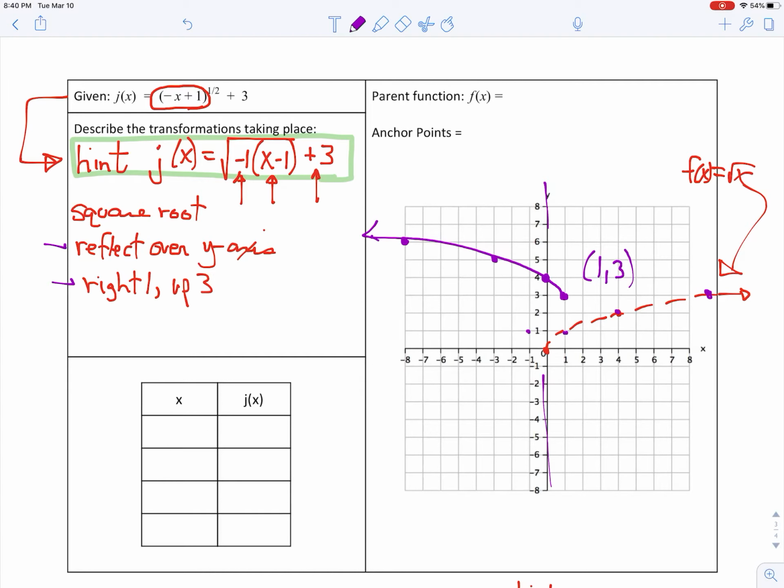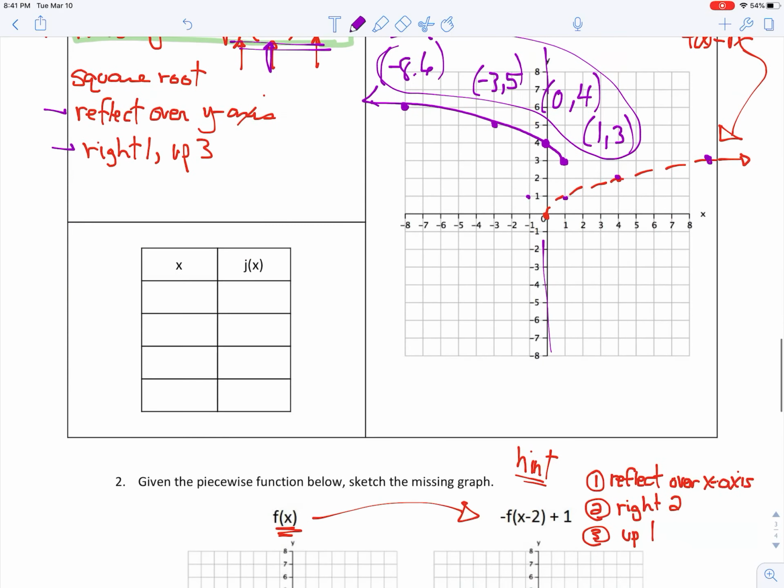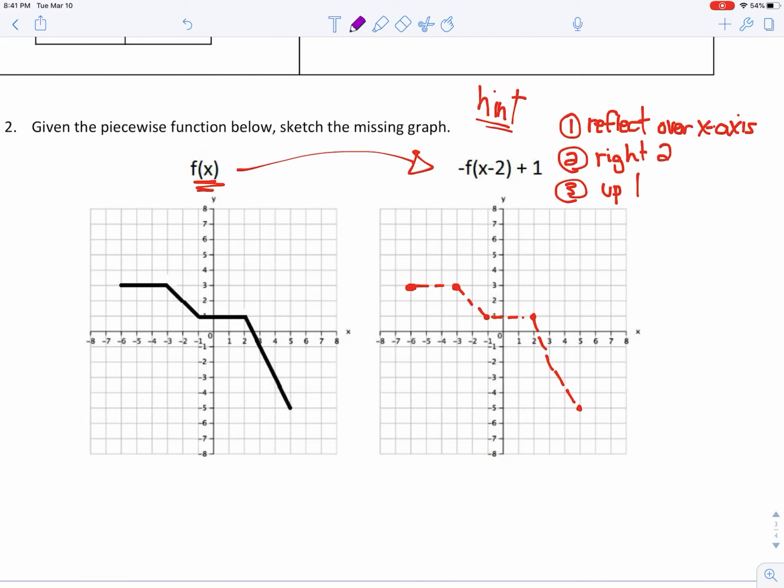The points should be 1, 3, 0, 4, -3, 5, and it should be -8, 6. I'll let you double check to see that these points work inside this new function. And it's probably good to factor out a negative sign if both of those are kind of convoluted. It's good to have the x all by itself and be just an x and not have a negative sign with it.